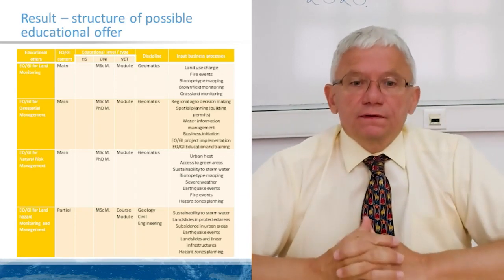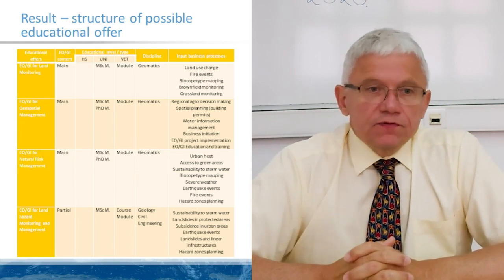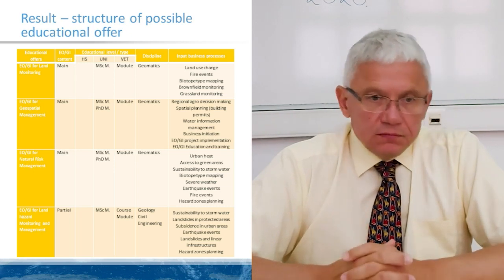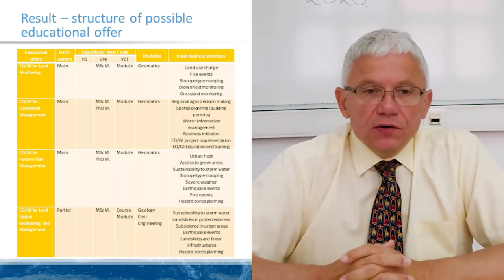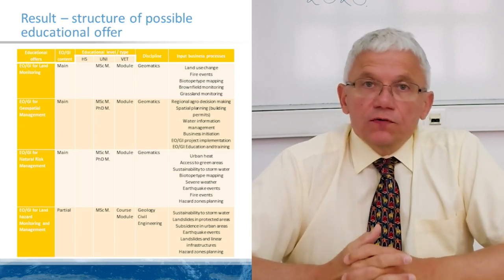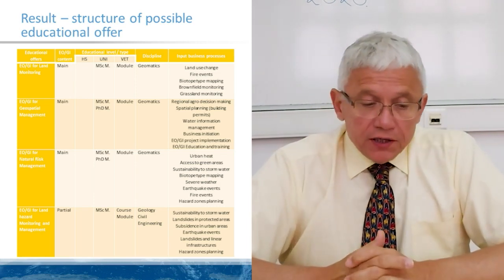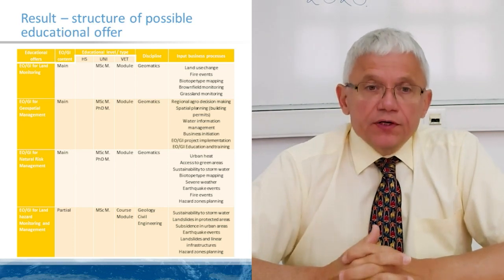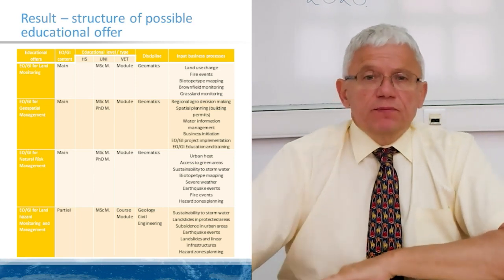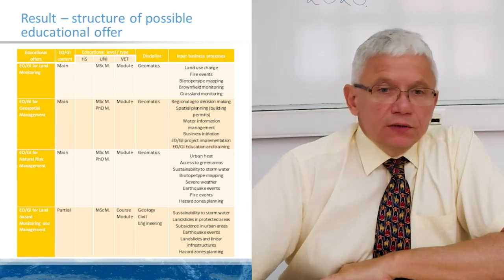And the result of this structuring can be presented in such a form of a table, where we can see the titles of the educational offer. We can also see the content of this educational offer, Earth observation GI content main or partial or remote, to which category it fits, and which business processes which have been previously described are included in this offer.